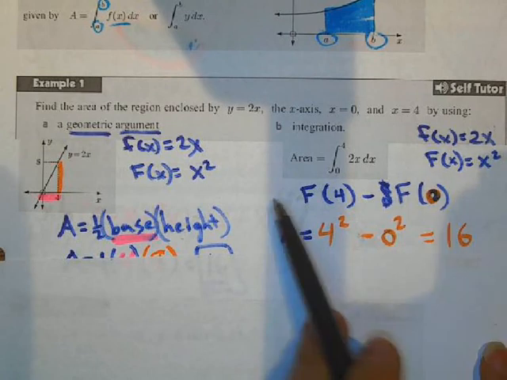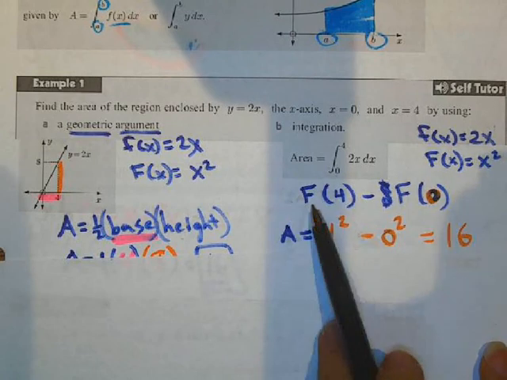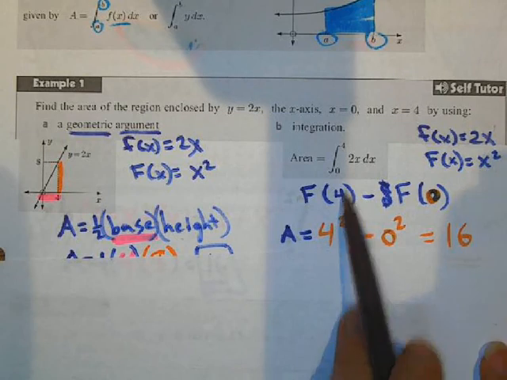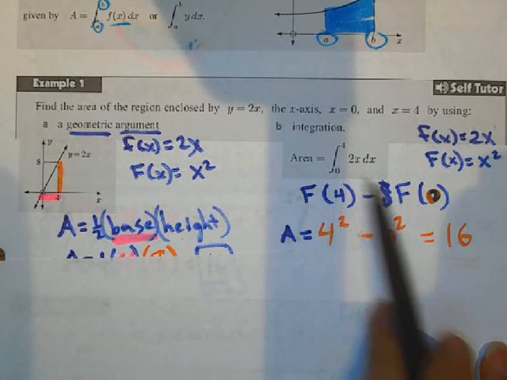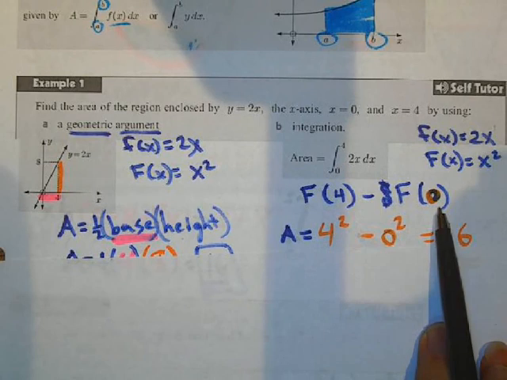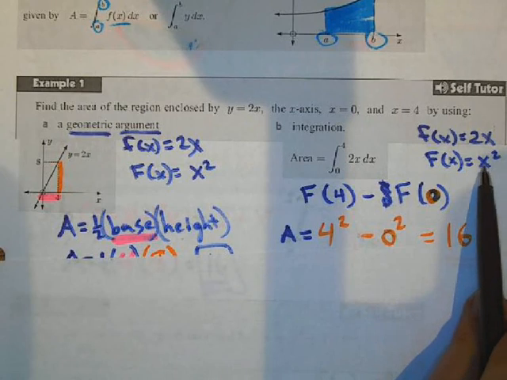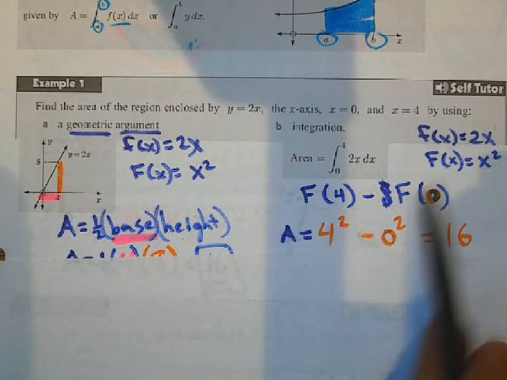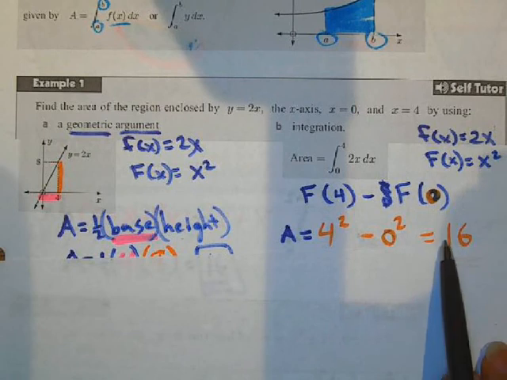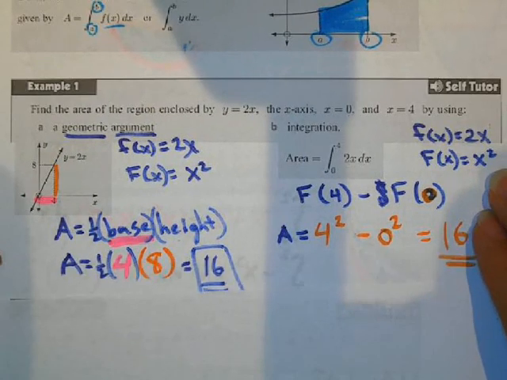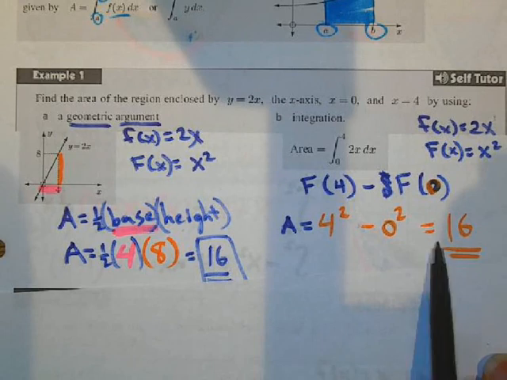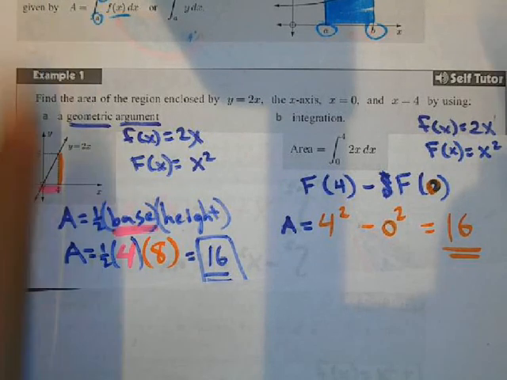So the antiderivative of 2x is x squared. We're going to do the antiderivative with 4 in place of x minus the antiderivative with 0 in place of x. If I plug in 4 for x, we end up with 4 squared, minus 0 squared, and we get 16. Notice the answers are the same, whether we use integration or geometry. So that's a pretty good warm-up.